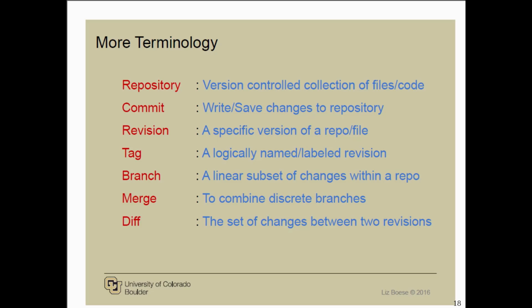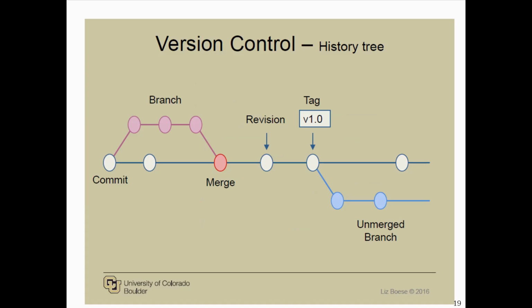Then we have the branch, which is a linear subset of changes within the repo. A merge is used to combine discrete branches. So if we have a master branch and then a working branch, you can push the working branch into the master branch, or merge the working branch into the master branch. And then lastly, we have diff, and that's the set of changes between two revisions.